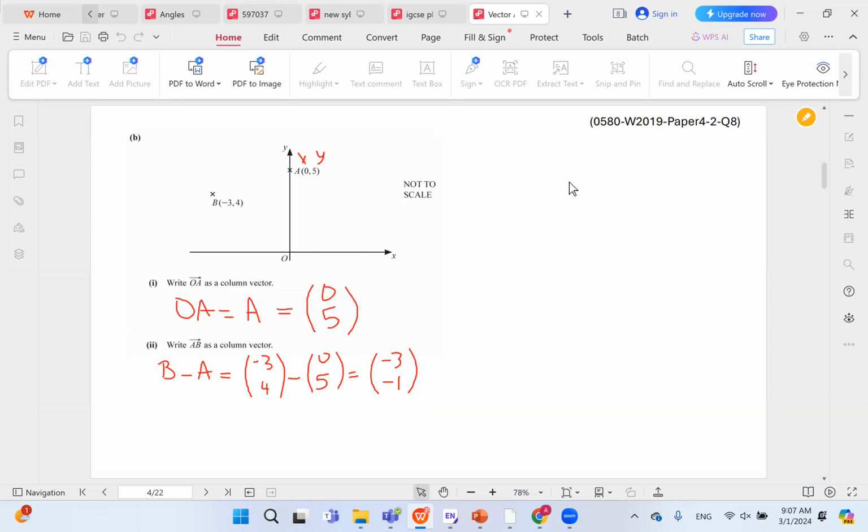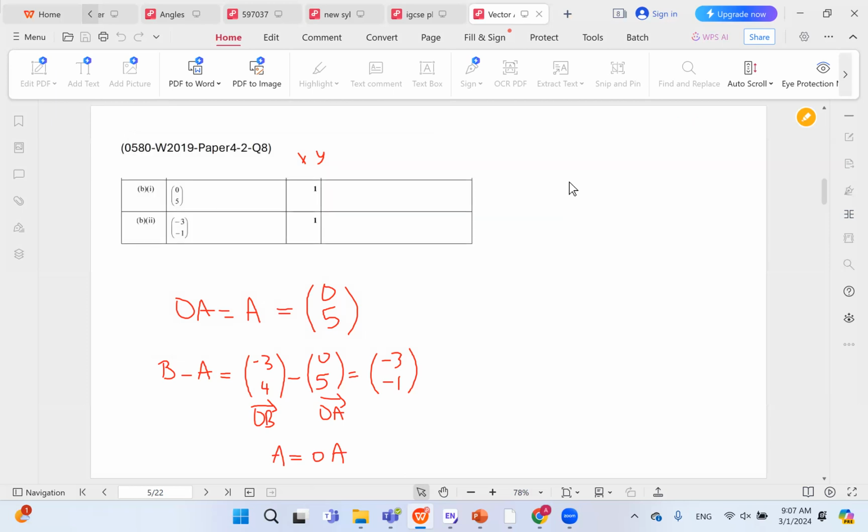Of course, strictly speaking, this is actually OB, not B, and this is actually OA. But for ease of use, we just assume that A is the same as OA, and instead of writing it as a point, we write it as a column vector. This makes life easier for us while solving. So anyway, the correct answers are (0, 5) and (-3, -1).